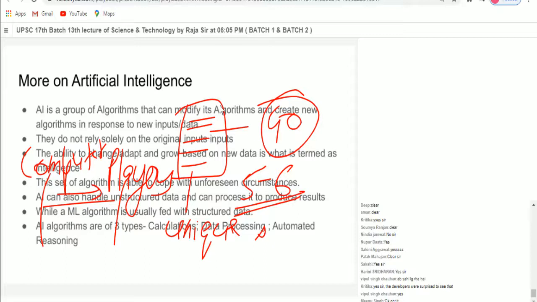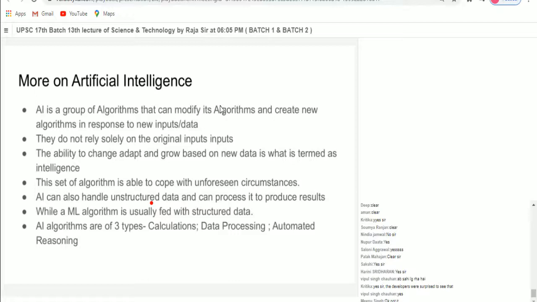Now, because of this self-improving ability of the artificially intelligent programs, there is an atmosphere of fear regarding artificial intelligence in the countries. The fear is that one day artificially intelligent machines will go out of human control. That is only one speculation. But anything can happen.